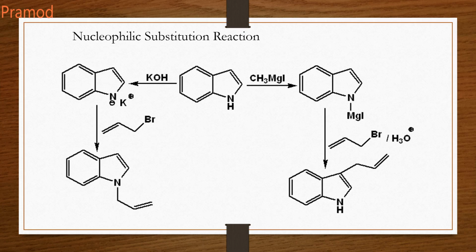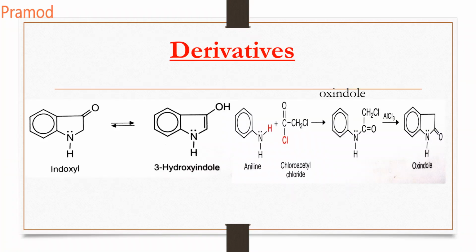It can also react with methyl magnesium chloride, and substitution can take place at the third position. Depending upon the conditions, if it reacts with a Grignard reagent, substitution takes place at the third position. If it reacts with a base, it forms a sodium or potassium salt and alkylation takes place at the nitrogen. But if you take it as a Grignard reagent, it will undergo substitution at the third position. So these are some of the reactions of indole.